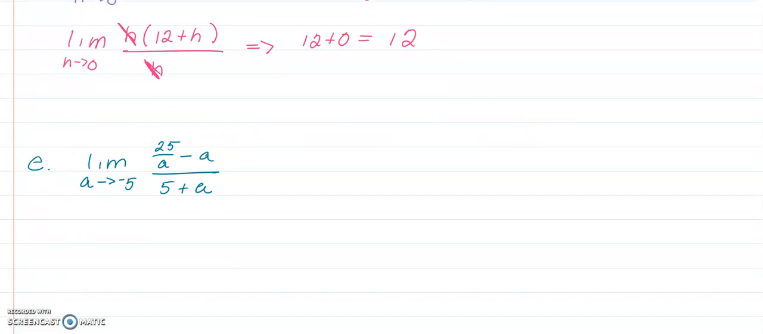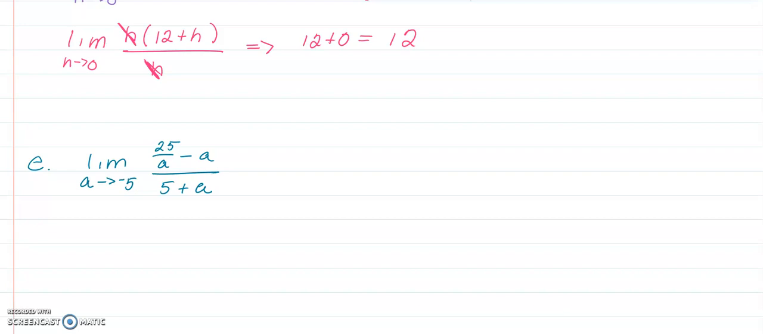Okay, my next one looks pretty ugly. The limit as a approaches -5 of 25 over a minus a, all over 5 plus a. So we've got this complex fraction, and there's many different ways that a student might approach cleaning it up, making that pretty. I know I can't plug in -5. I divide by 0. In fact, once again, I'd have that indeterminate, that 0 over 0.